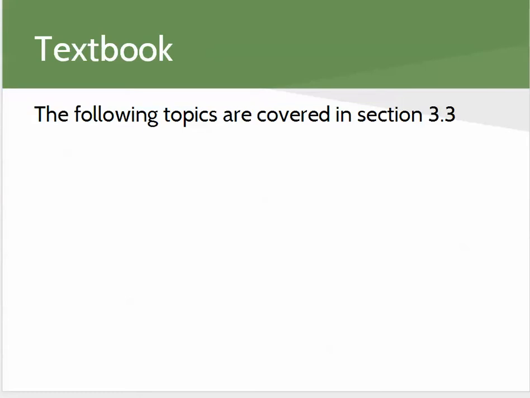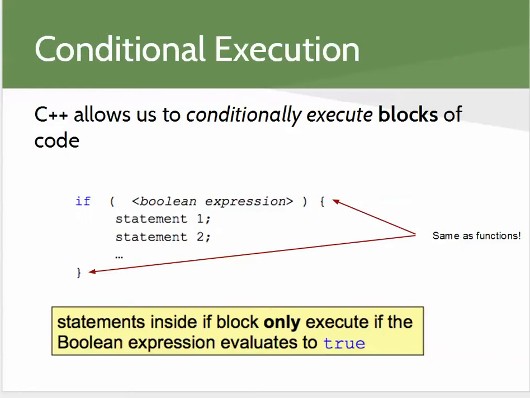So that's what we're looking at in this section. This topic is covered in section 3.3. We'll be looking at the basic conditional execution statement, which is the if statement. And a while back, when we started thinking about the anatomy of a C++ program for the first time, we saw the main function. And we saw that main function as being a grouping of code. And we had these curly braces that were delineating the start and end of the main function.